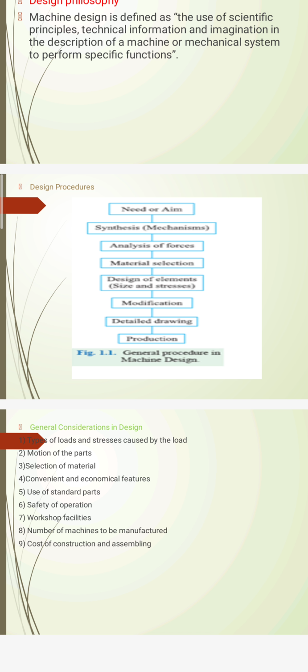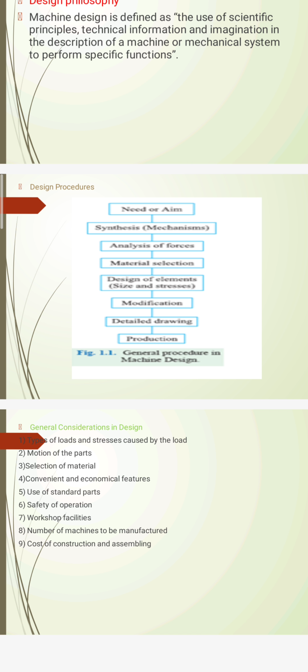Next is third, selection of material. In selection of material, the designer should have deep knowledge of properties of materials and their behavior under working conditions, which you may study in strength of materials. Some of the properties listed here: strength, durability, flexibility, weight, resistance to heat and corrosion, castability, weldability, hardenability, machinability, etc. So this is also a main consideration in design.